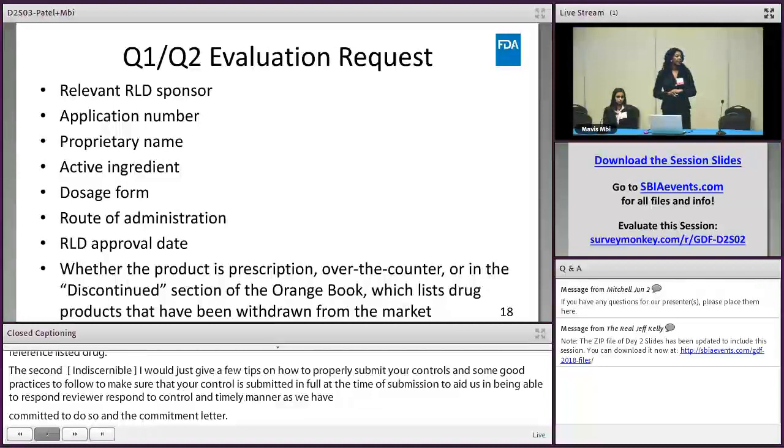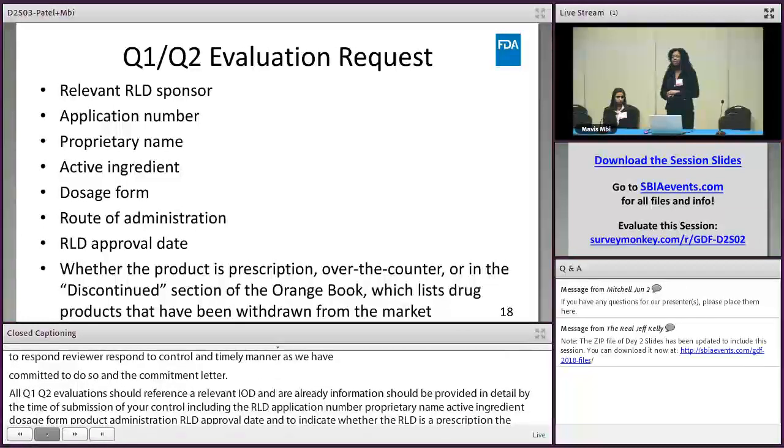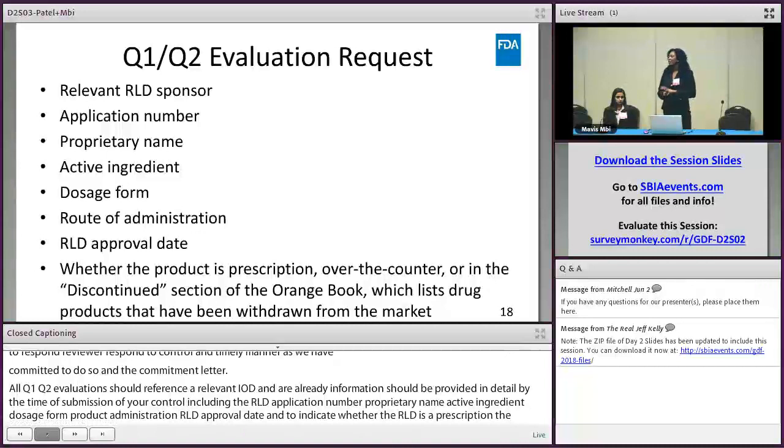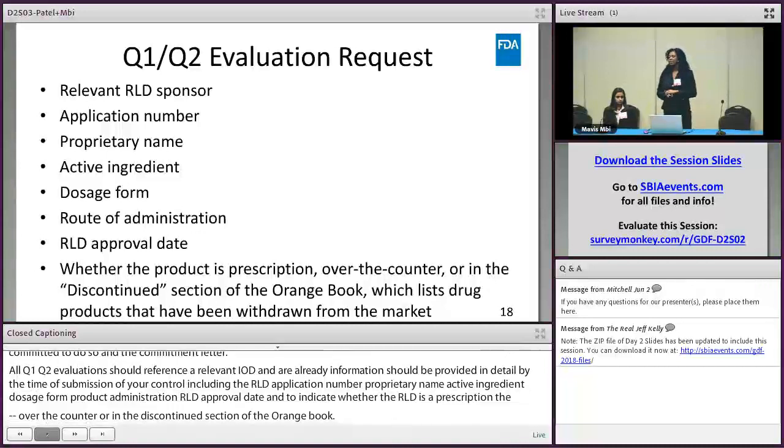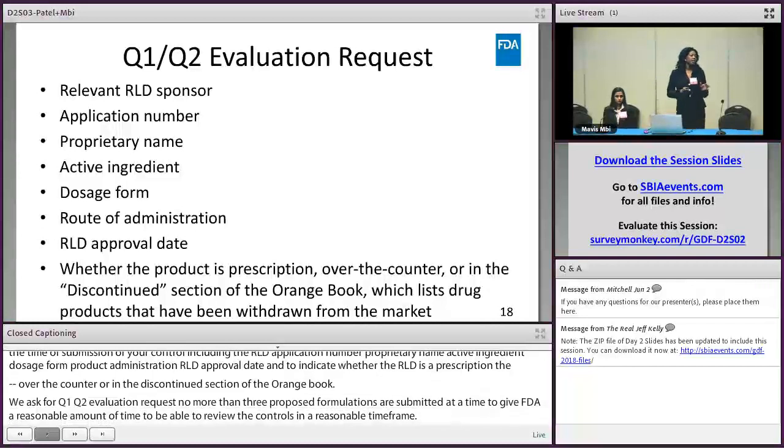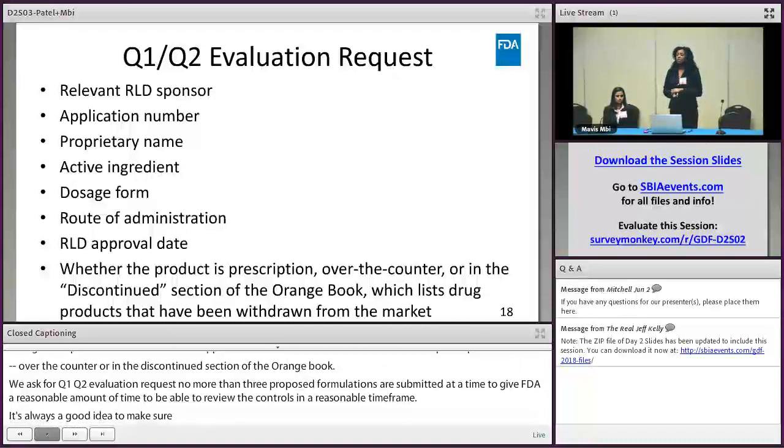We do ask that for Q1, Q2 evaluation requests, no more than 3 proposed formulations are submitted at a time, to give FDA a reasonable amount of time to be able to review the controls in a reasonable time frame. It's always a good idea to make sure that all details regarding the proposed formulations are included at the time of submission of your control, to give us the full information that we need to be able to properly assess your formulation to that of the RLD.